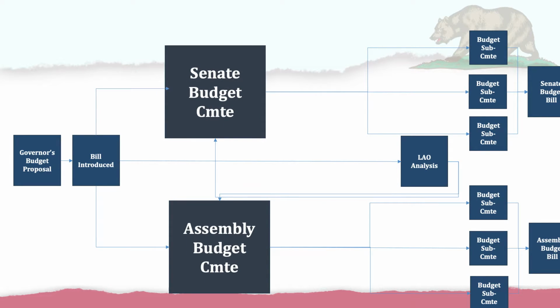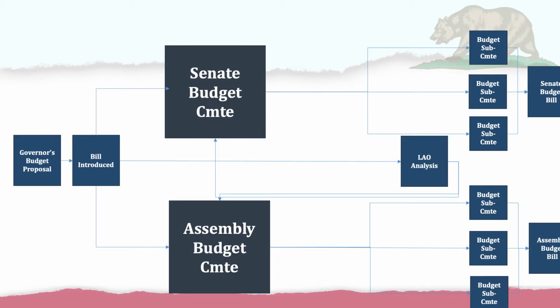Both committees conduct hearings which provide an opportunity for witnesses to testify and for the legislature to question agency heads and other government officials as part of the legislative process. These hearings provide an opportunity for legislators to make adjustments and modifications to the budget proposal.